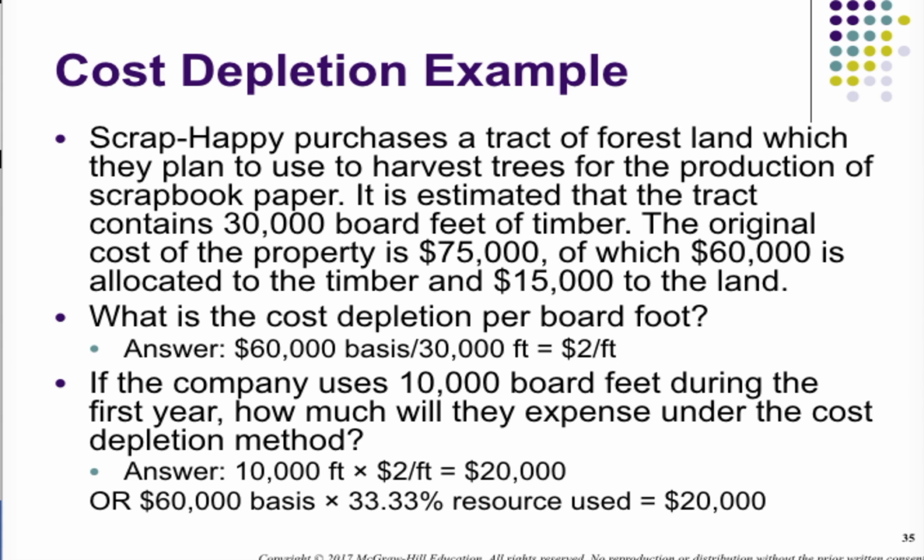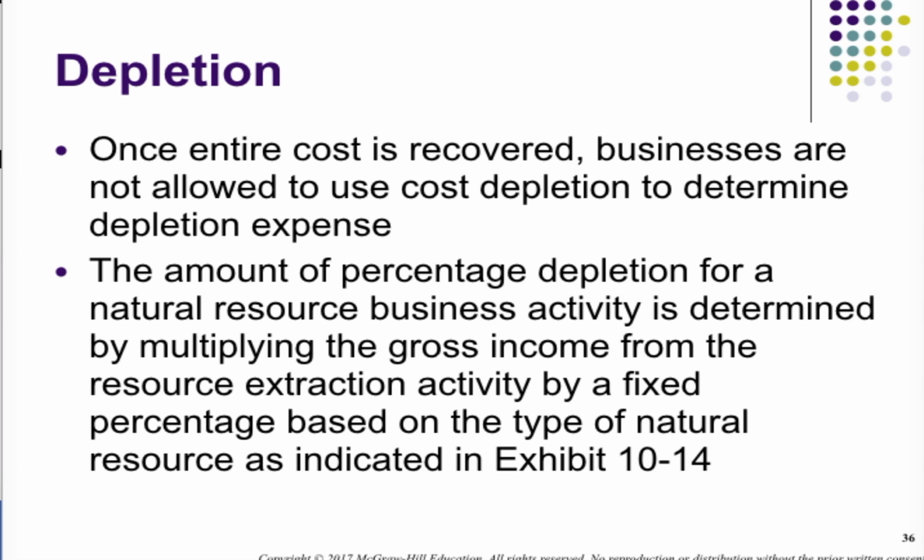Well, again, $60,000 basis divided by number of board feet of timber in the land and that gives you a cost per foot. And then you look at how much was extracted during the year and multiply that times the amount per foot, and you get $20,000 in this case. Once the entire cost is recovered through depletion, that's the end of using cost depletion for depletion expense for that, at least for that particular asset.